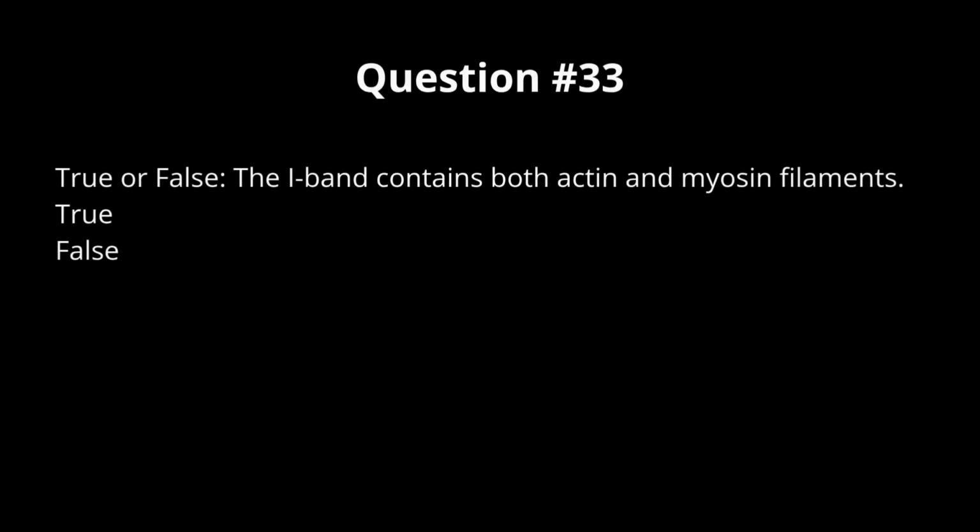Question number 33. True or false? The I band contains both actin and myosin filaments. The correct answer is false. The I band contains only actin filaments, with no overlap of myosin.